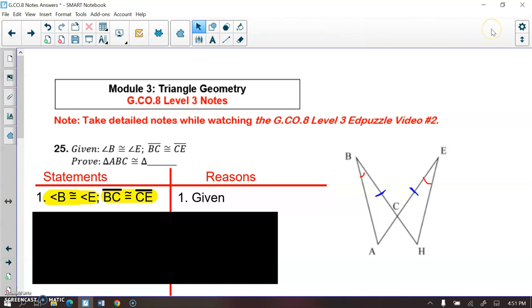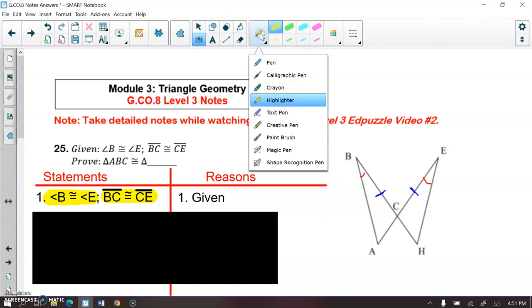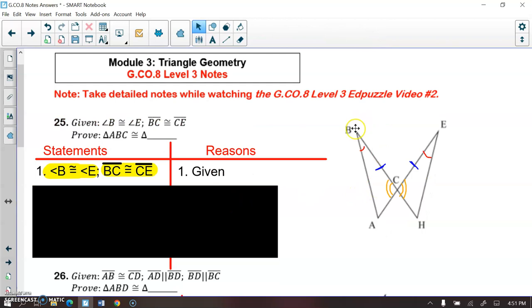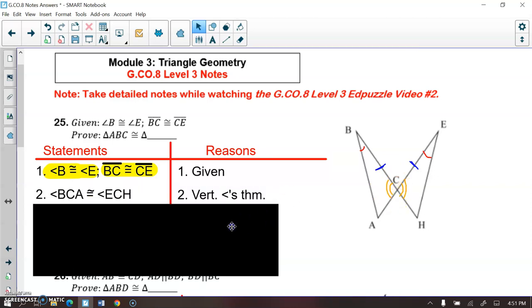So I just need to prove one more thing congruent on each of these triangles, which if we look at both of the triangles, they both have a pair of vertical angles. And by the vertical angles theorem, we can state that those two angles are congruent. We do need to be specific with this. We can't just say angle C is congruent to angle C. The reasoning is because there's four angle C's. There's an angle C here, there's an angle C here, here, and here. We need to be specific. So we need to say angle BCA and angle ECH.